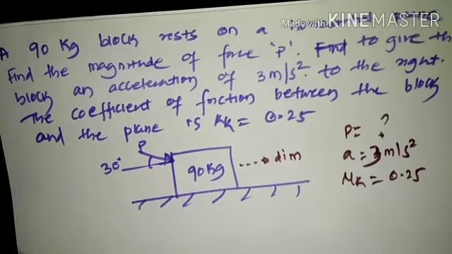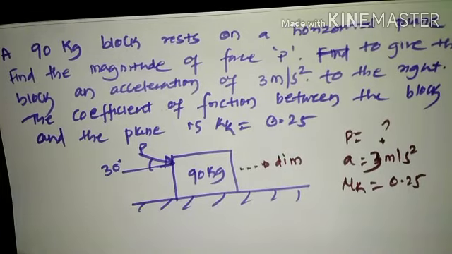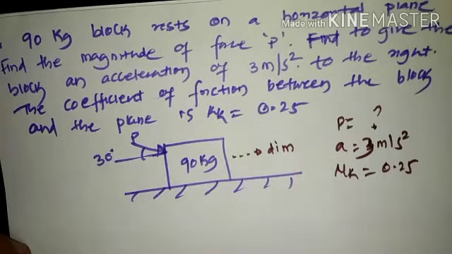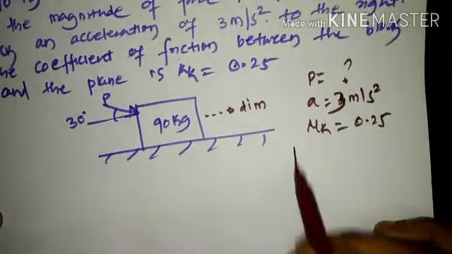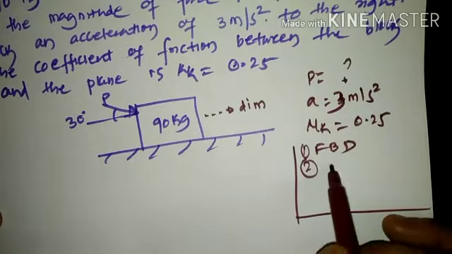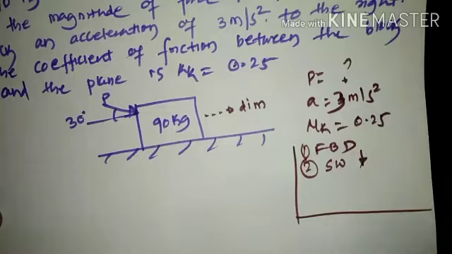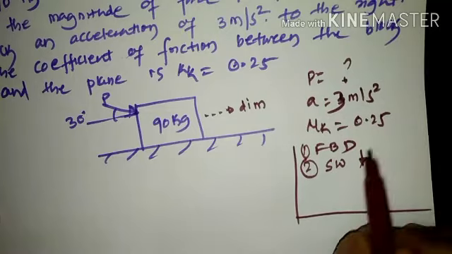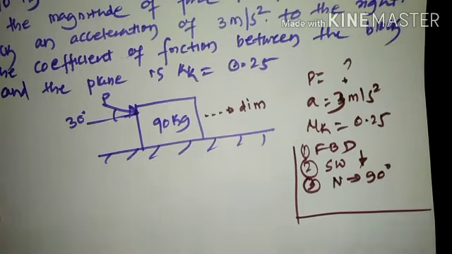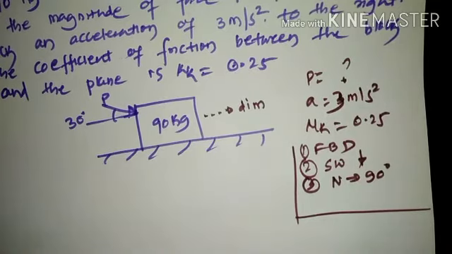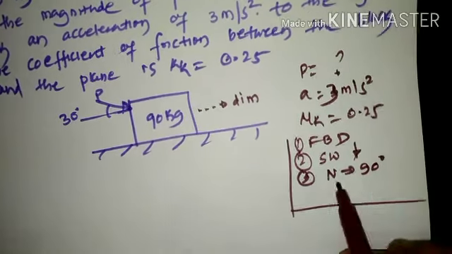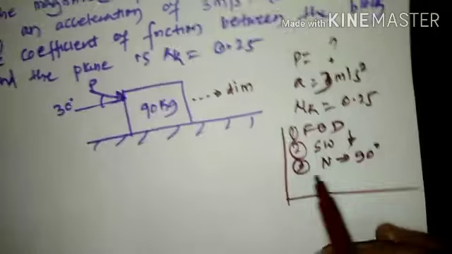To find the value of force P that creates an acceleration of 3 meter per second square, there are a few things we need to remember. First, we need to draw the free body diagram. Second, we need to take care that the self-weight is always in the vertically downward direction. Then the reaction will always make an inclination of 90 degrees to the plane of contact, irrespective of whether the plane is horizontal, vertical or inclined.